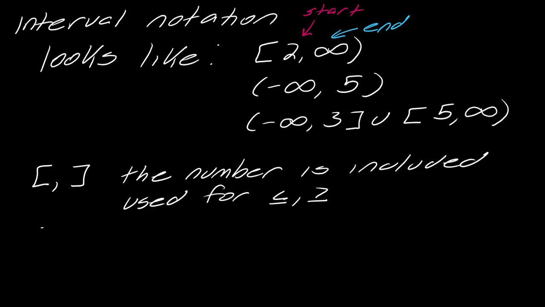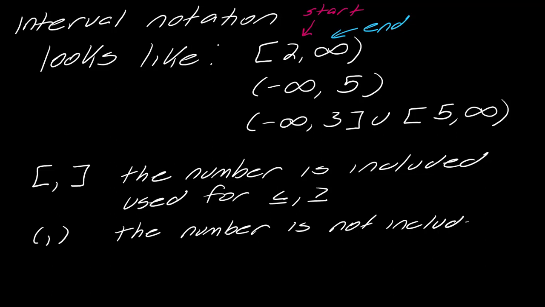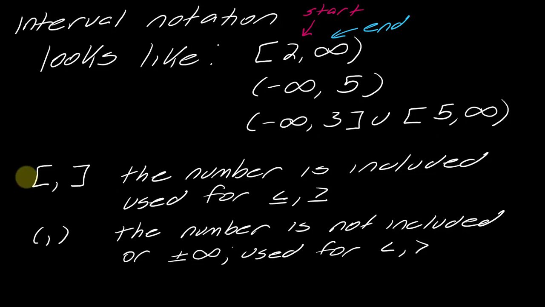The other signs that we use are these rounded brackets. What this means is that the number is not included, or we use it for infinity. Alternatively, this is also used for the less than or greater than sign. So this is kind of a shortcut. The big thing that you want to know here is what these symbols stand for.